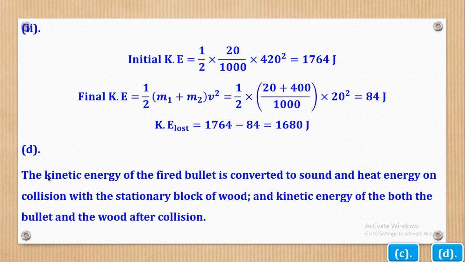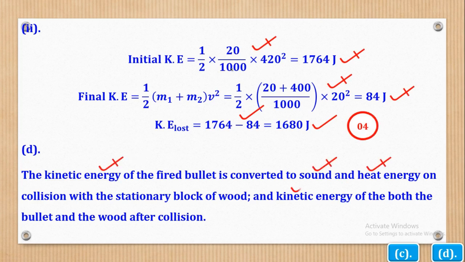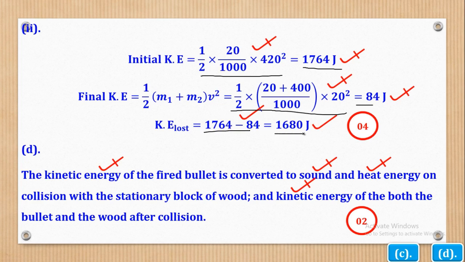So kinetic energy of the fired bullet is converted to sound and heat energy on collision with the stationary wood, and kinetic energy of both the bullet and the wood after collision. So this half a mark for this substitution, half a mark for the output, half a mark for this substitution, half a mark for the output. Then full mark for subtraction, full mark for the final answer.